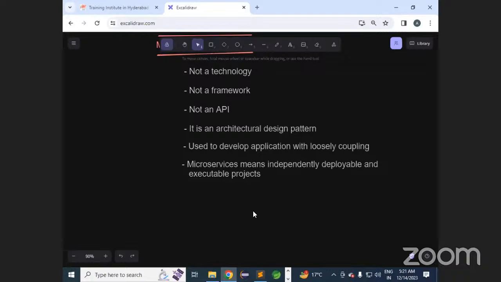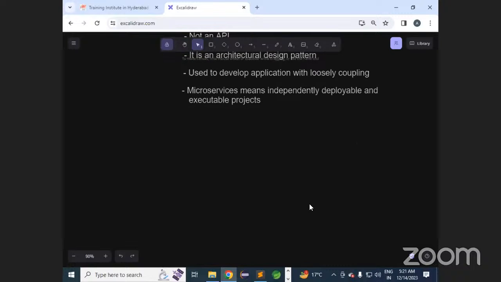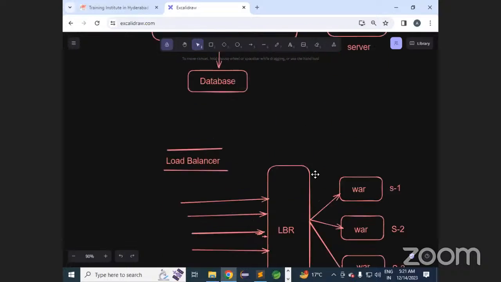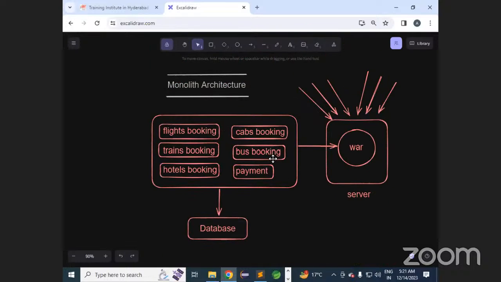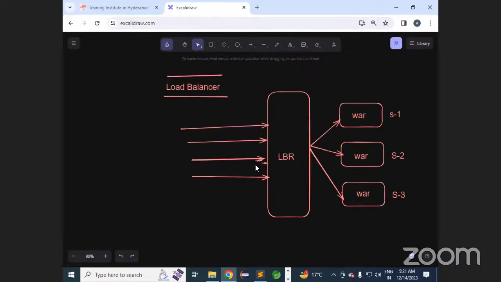What is the definition for the microservices in the market? Microservices are nothing but independently deployable and executable applications. So whatever the requirements are available, instead of developing all the requirements in one project, we are going to divide our requirements into independently deployable and executable applications. Now, same application I want to develop by using microservices architecture. Let us see how it will be developed using microservices architecture.